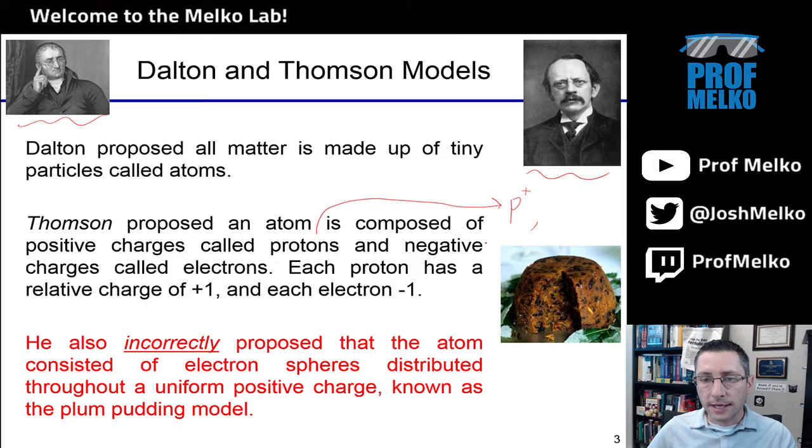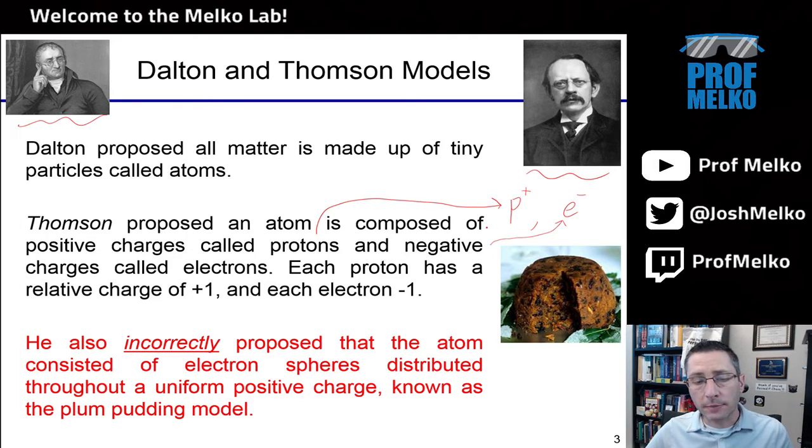And you also have these negative charges called electrons. These are symbolized a lot of times with a lowercase e with a negative sign. So each proton has a +1 charge, each electron has a -1 charge, and those charges balance each other out to make the overall atom neutral. Of course, you can remove or add electrons to change the overall charge on the atom.